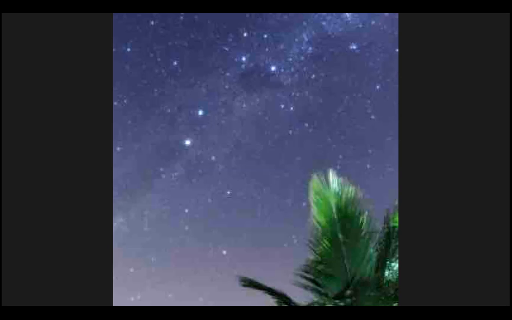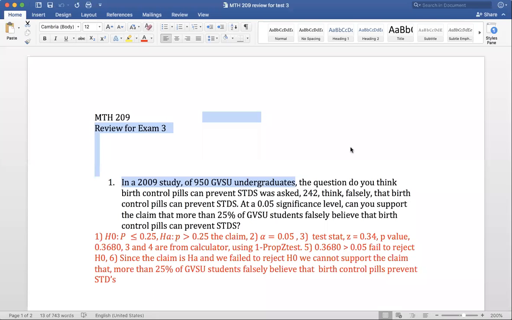Hi everyone, today we're going to look at some of the review questions from the review guide I sent you for the third exam for Math 209. So let's share the screen on that review guide that I sent you yesterday. Basically, in red you see the actual problem worked out, or how I worked it out.